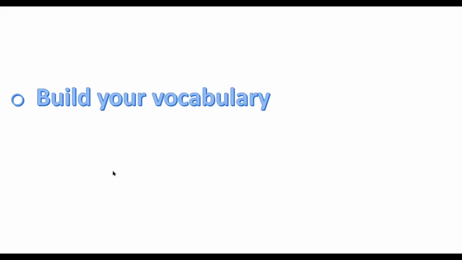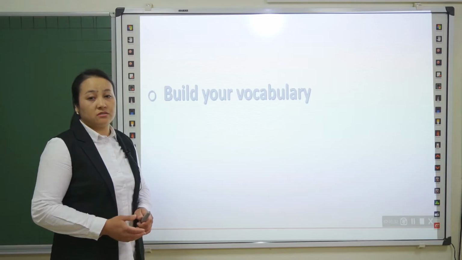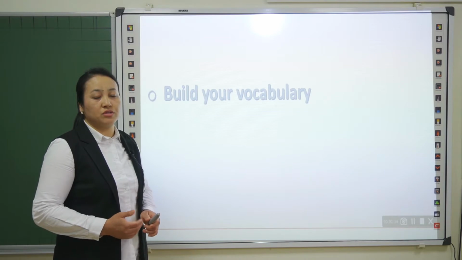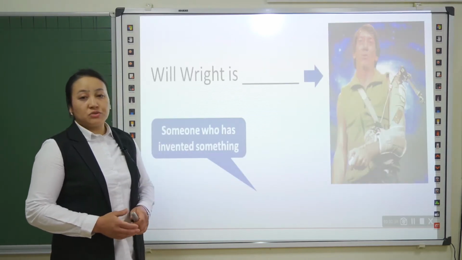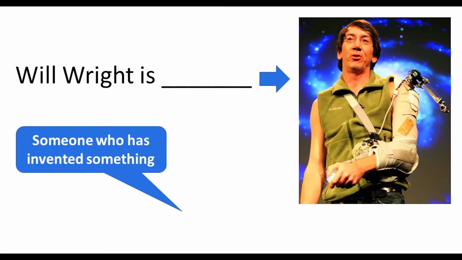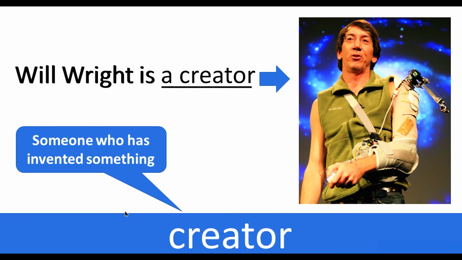Let's move. In order to read our text, before that we are going to give you some new words. Pay attention to this picture. This is Will Wright, and this is a person who has invented something, or who has invented video games. He is a creator. Right you are. Now please repeat after me. Creator, creator.